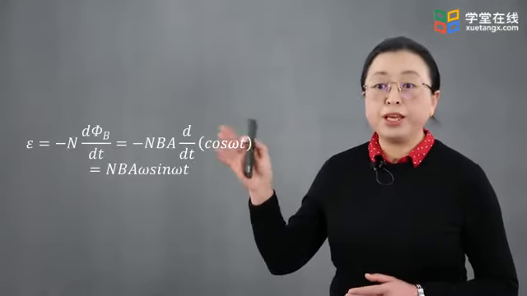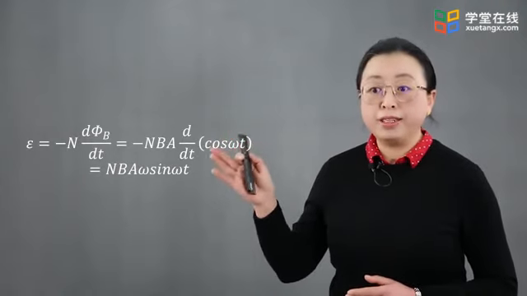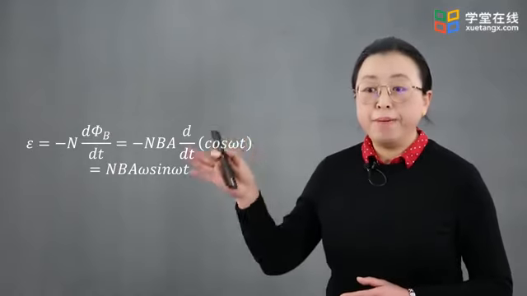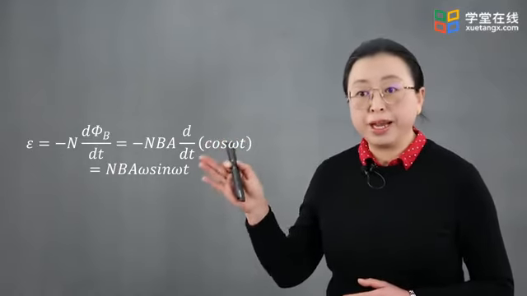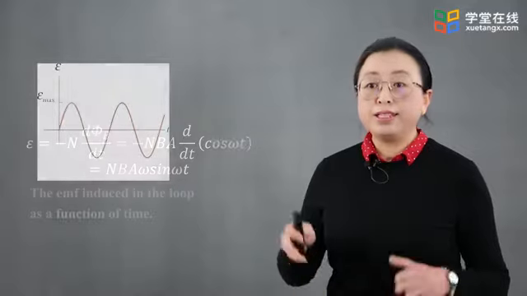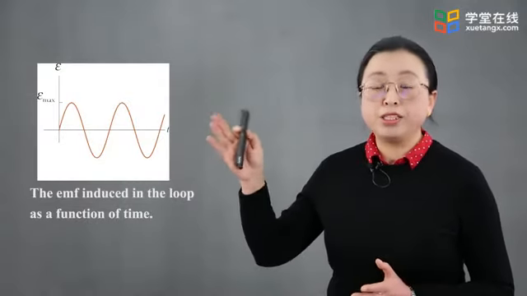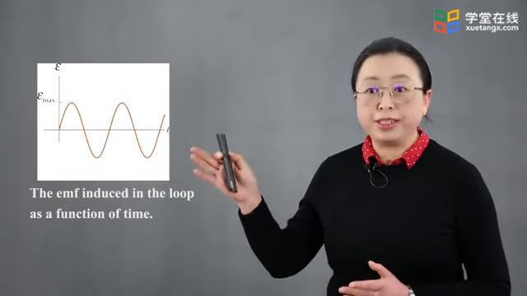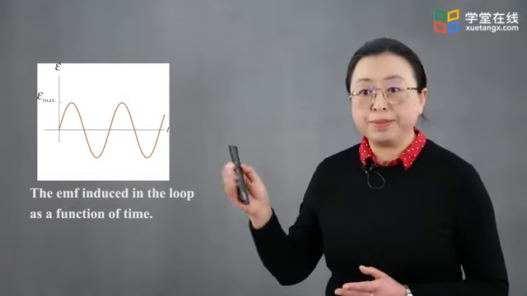Then according to Faraday's law of induction, the induced EMF in the loop should be this one. Epsilon equals minus n times d phi B over dt, equals n B A omega sine omega t. This is a plot of the EMF as a function of time, showing that the EMF varies sinusoidally with time.